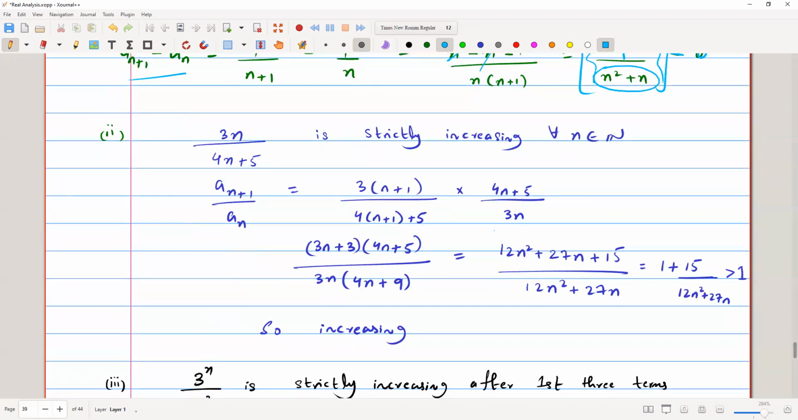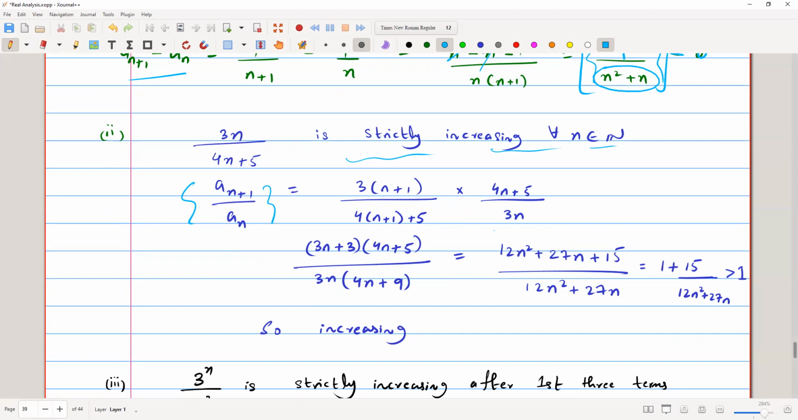And then we have another example, 3n over 4n plus 5, which is strictly increasing. So we have to show that this is strictly increasing. Now we are going to use rule number 2, and we are going to show that this ratio is greater than or less than 1. And then we can develop the argument that it's increasing or decreasing.